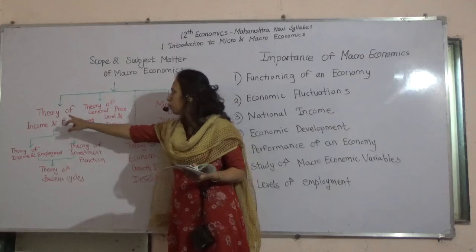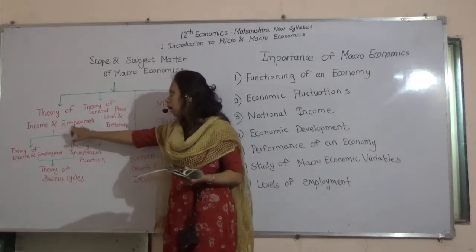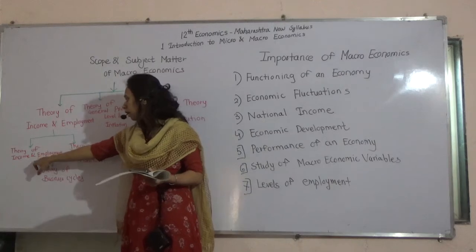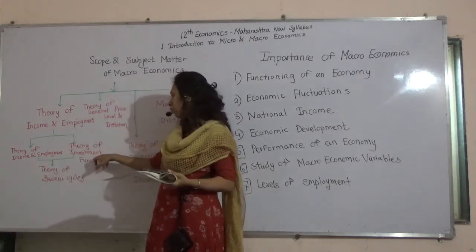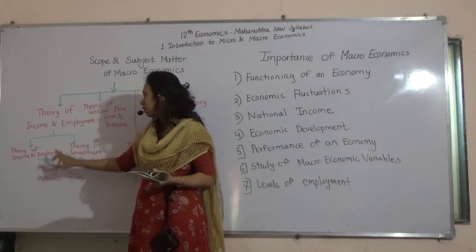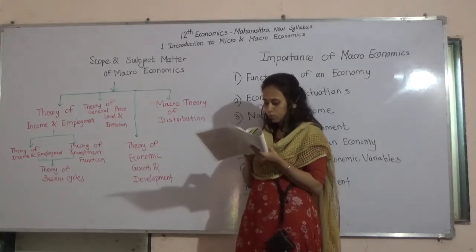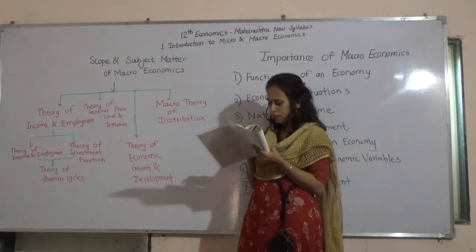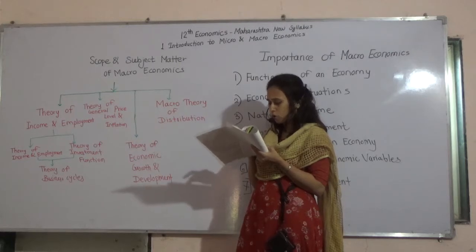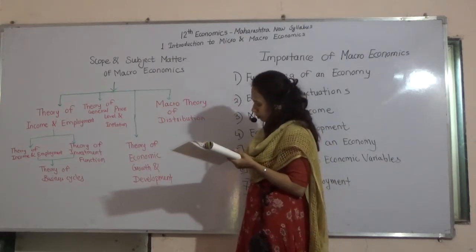What are they? Theory of income and employment. Again, it is divided into theory of income, theory of investment function, and also business cycles. Now let's see what exactly it means. Macroeconomic analysis explains which factors determine the level of national income and employment, and what causes fluctuation in the level of income, output and employment.